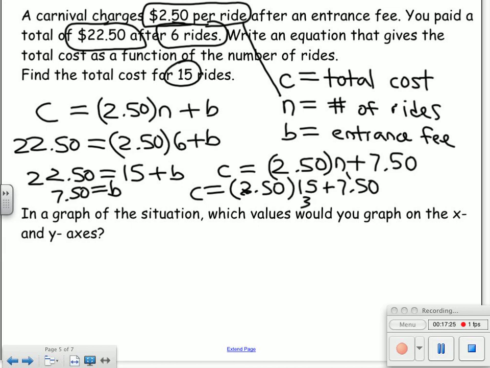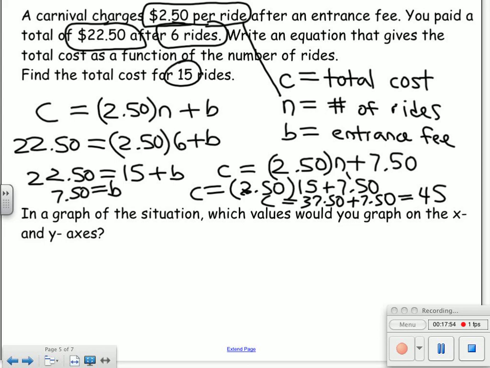And let's figure that out. So this is going to be $37.50 plus $7.50 is equal to the cost. And so that total is going to be, what, $45? That's pretty costly. In a graph of the situation, which values would you graph on the x and y axis?